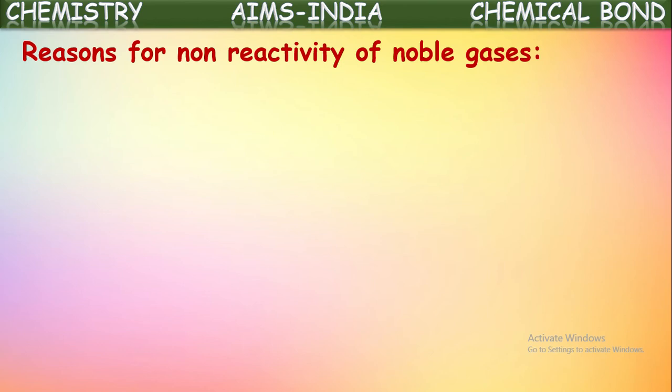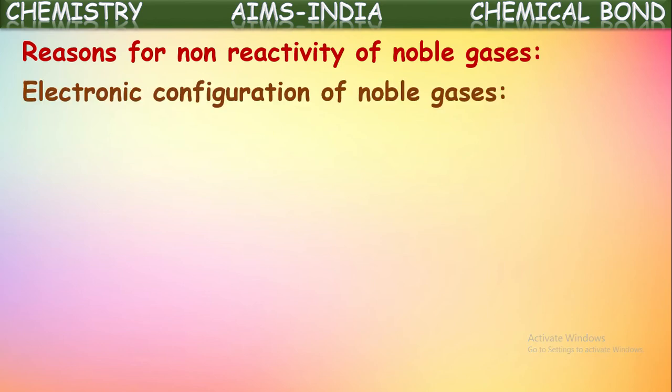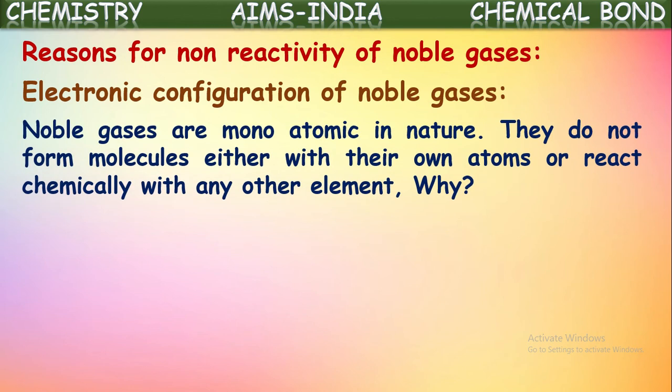Around 6 to 7 elements are there. Those elements do not combine with any other elements and they do not even combine among themselves. That is why they exist in the free atomic form and all are gases. So why are these noble gases non-reactive? What is the reason for this? Let us understand that first. If you know the electronic configurations of these elements, then we can understand the reason for their non-reactivity. Noble gases are monoatomic in nature.